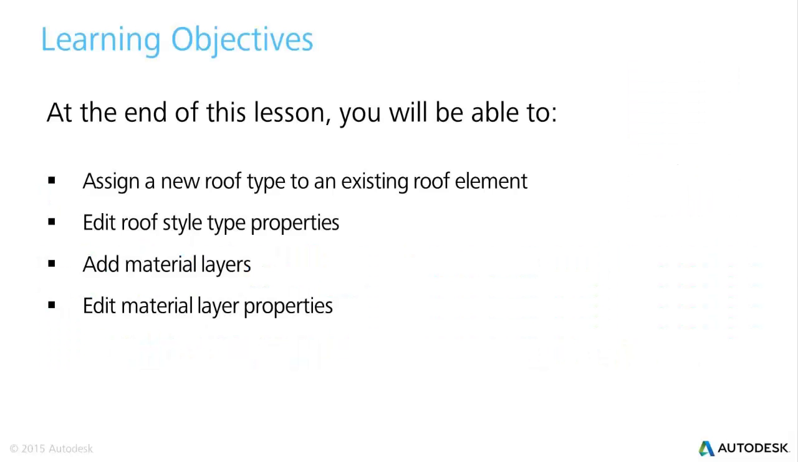Let's review the learning objectives for video 7. At the end of this lesson, you'll be able to assign a new roof type to an existing roof element, create a new roof style type, add material layers to that roof type, and then assign material layer properties. With that, let's get started.